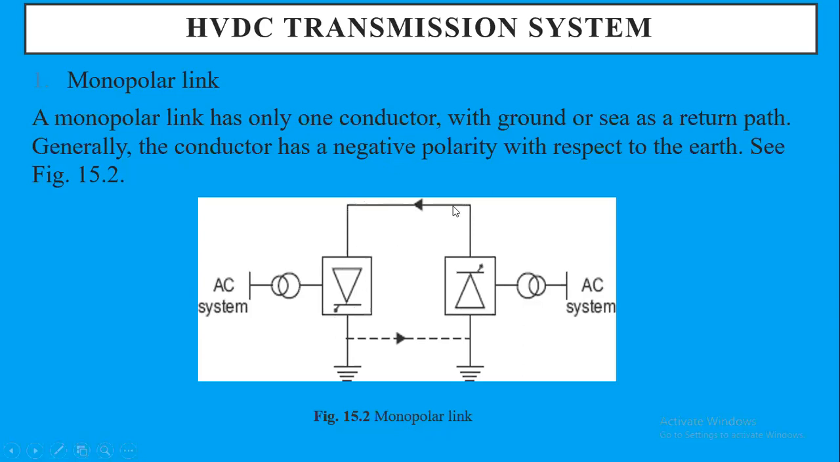So this conductor we can say this is the HVDC transmission. In a single conductor we can transmit electricity in HVDC, and another conductor is we need to ground from this side and from this side to transport that electricity in a single conductor. You can see that monopolar link has only one conductor with ground or sea as return path.